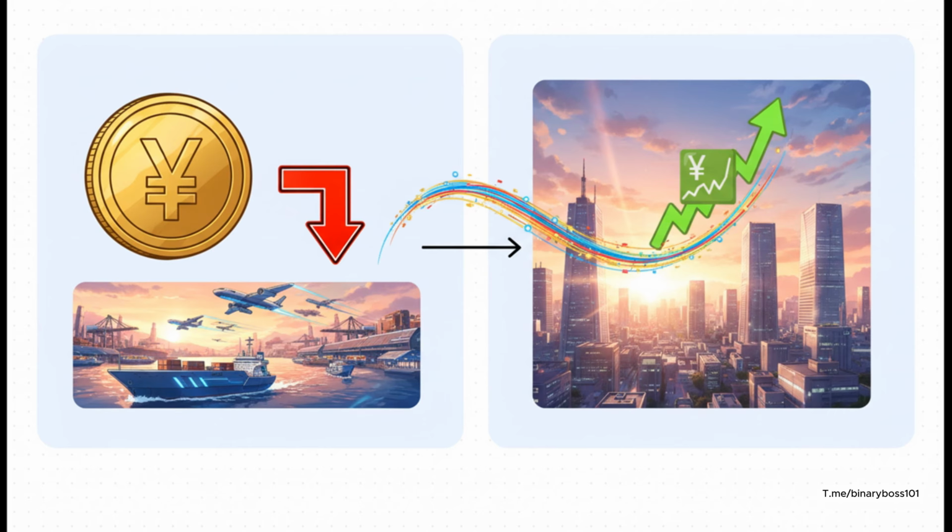Well, a weaker yen makes Japanese exports, like cars and electronics, cheaper for the rest of the world to buy. That boosts the profits of all those big companies on the index. So you see the link? If you see the yen taking a dive, this relationship tells you, hey, maybe I should be looking for some opportunities on the Nikkei. Understanding that connection gives you a much deeper insight.